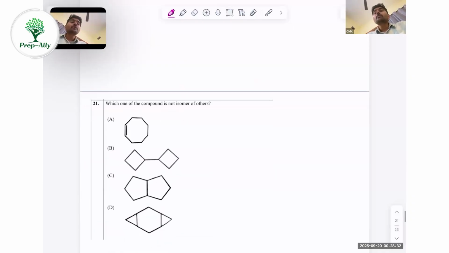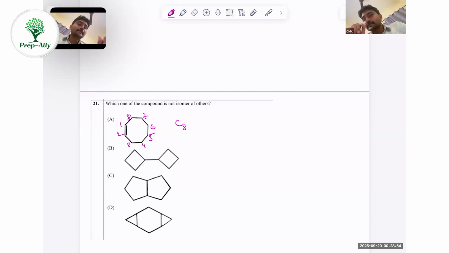Which of the following compounds is not an isomer of the others? Isomerism means what? Iso means same, mers means part. Same chemical formula but different physical and chemical properties, we call them isomers. Here, if you count the carbons, how many carbons are there? 1, 2, 3, 4, 5, 6, 7, 8. C8. How many hydrogens are there?